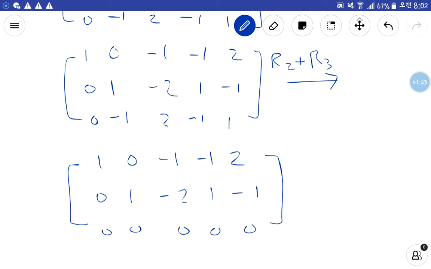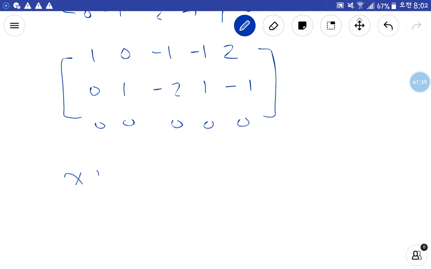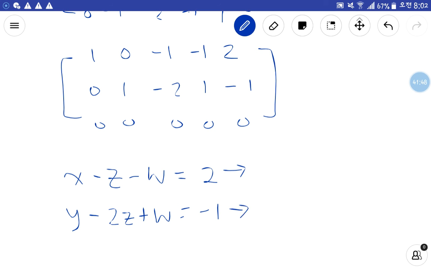Now, what is going to be my answer then? I have to change that into the system form, which is x minus z minus w equals 2. y minus 2z plus w equals -1. Write down for x and y. It will be x equals z plus w plus 2. y equals 2z minus w minus 1.